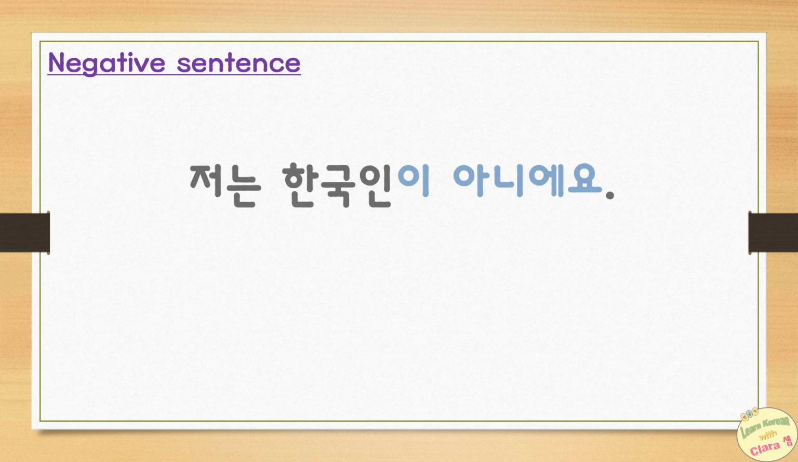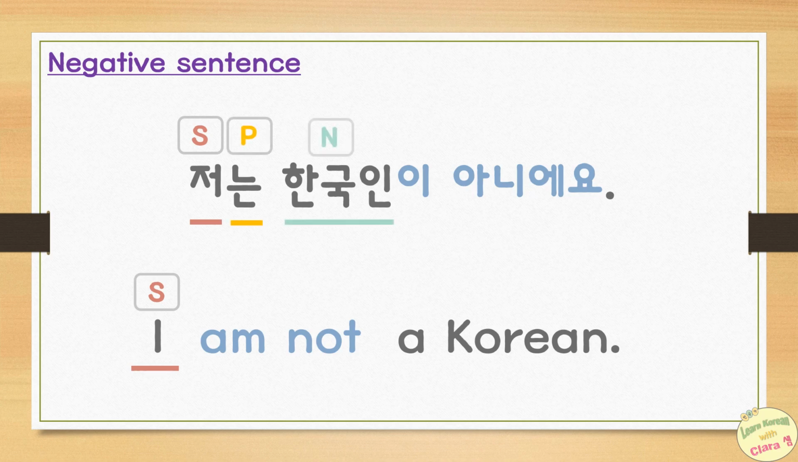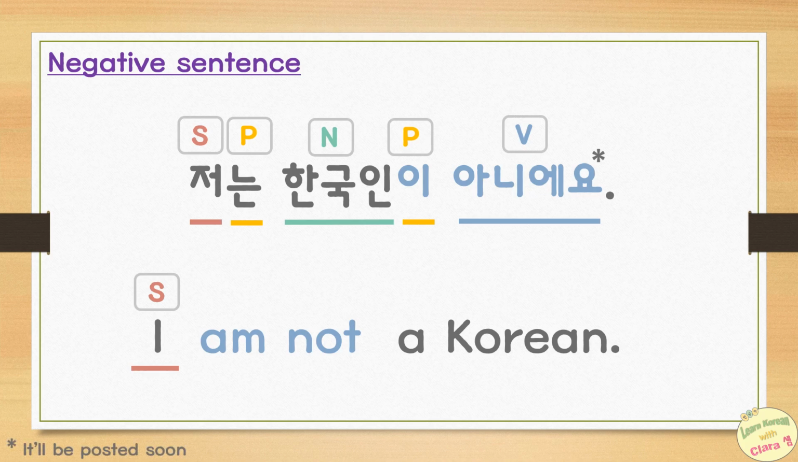In case of the negative sentence, the verb is also found at the end in Korean. 저는 한국인이 아니에요. The English translation is I'm not a Korean. 저 is a subject and 는 is a topic marking particle. 한국인 is a noun and after that another particle 이 which is a subject marking particle. And finally, the verb 아니에요 in its negative form. For more explanations on this topic, a video will be available soon.